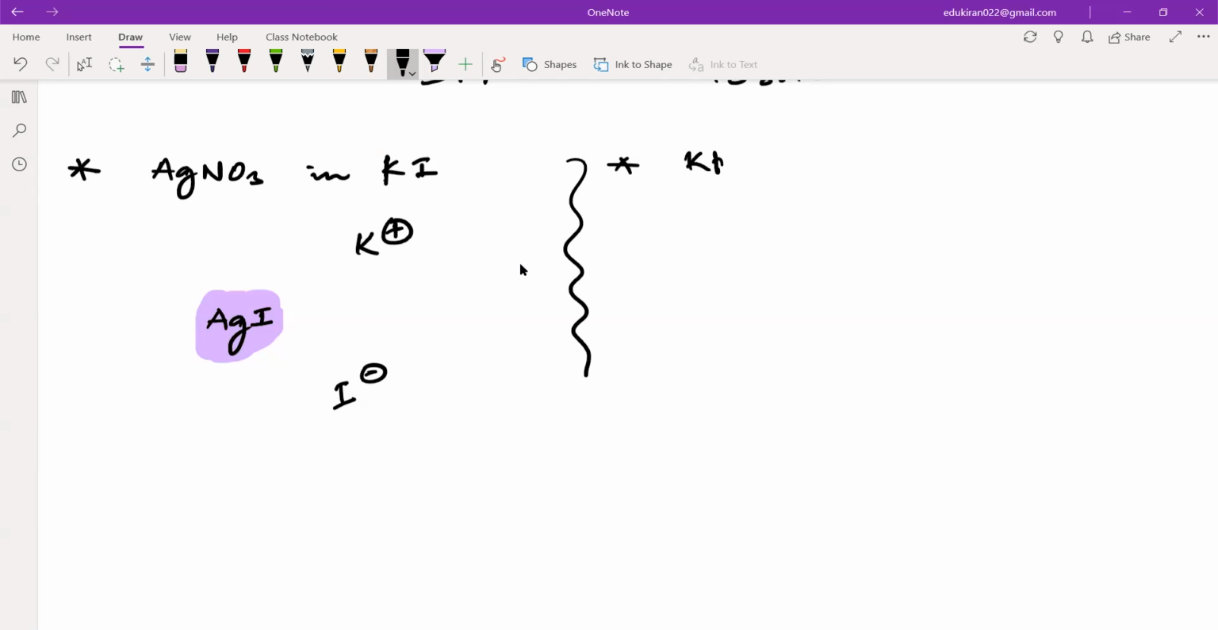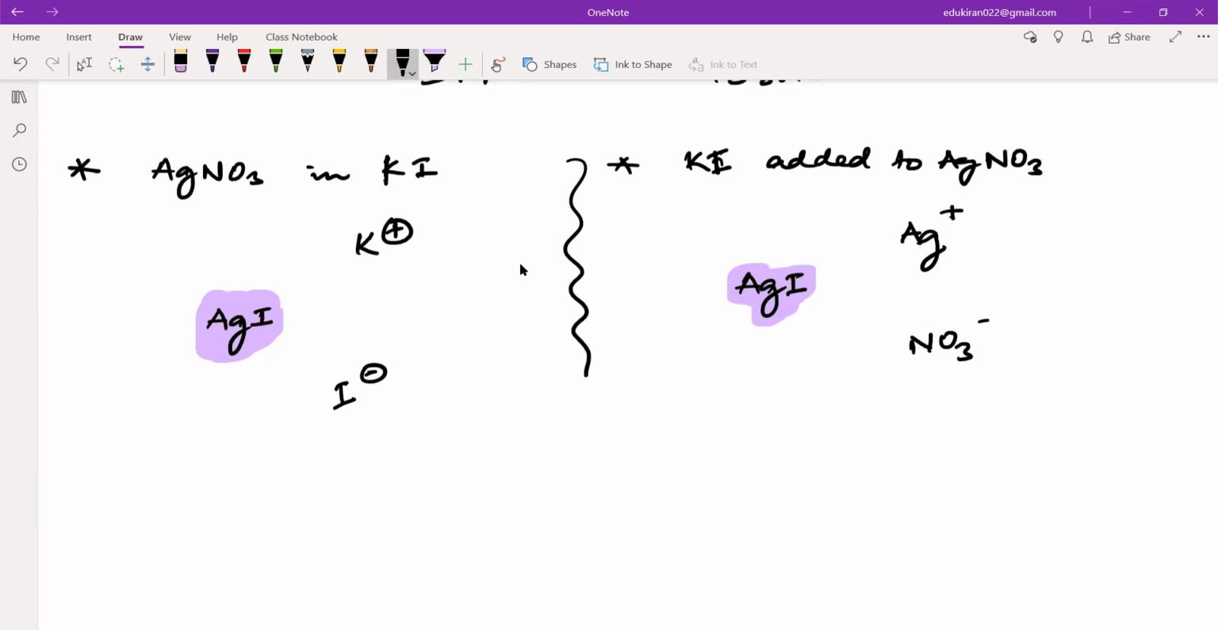Now, when KI is added to AgNO3, again we will get AgI only. This is the solid that we will get, and this solid will absorb. What will it absorb? It will either absorb Ag positive or it will absorb NO3 negative. Now, look in your notebook and tell me which of them gets absorbed.